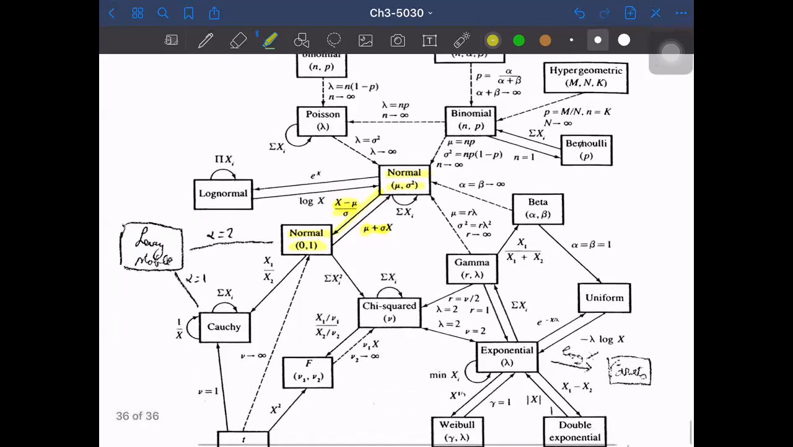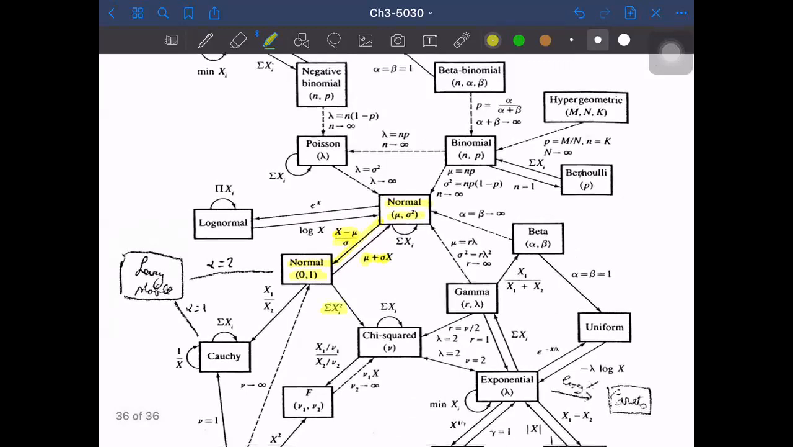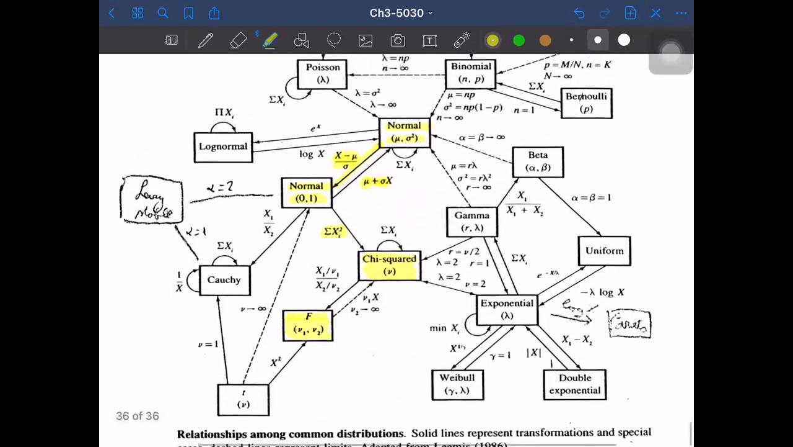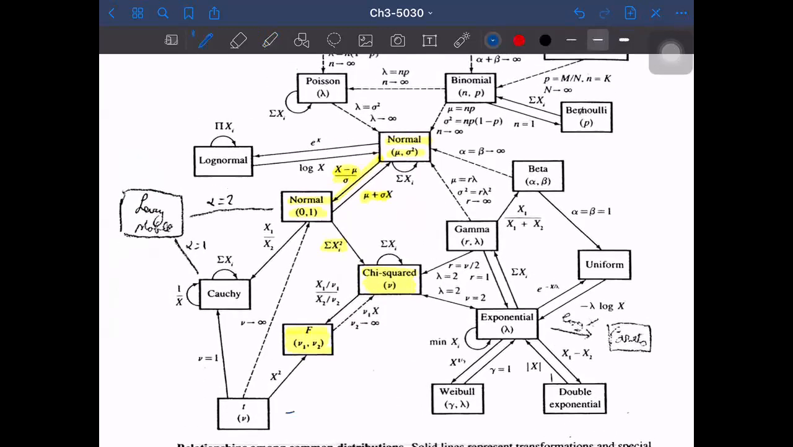And chi-square distribution is the sum of squared standard normal random variables. So chi-square distribution is here. And if you take the ratio of chi-square distributions, that is F distribution. And T distribution, so remember that the T distribution with df nu, if we square it, this becomes F distribution with df 1 and nu. So yeah, this holds.